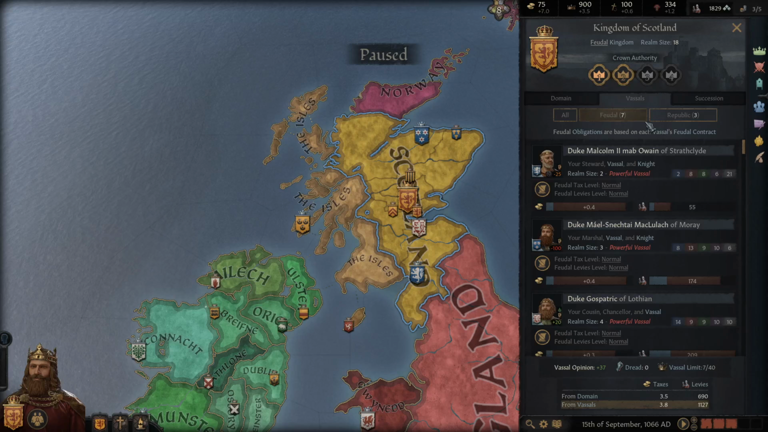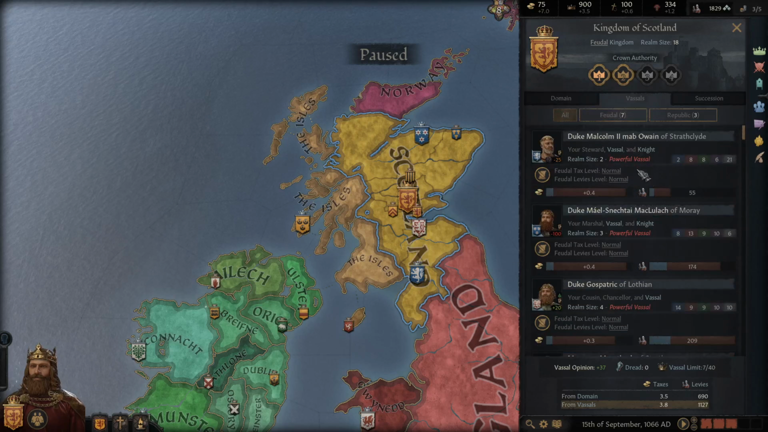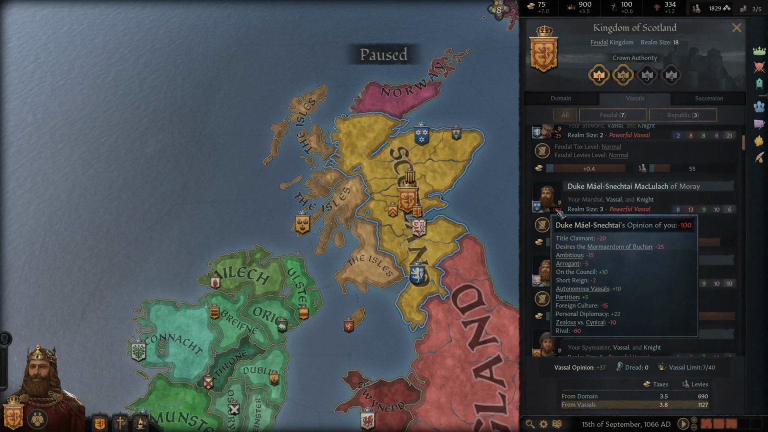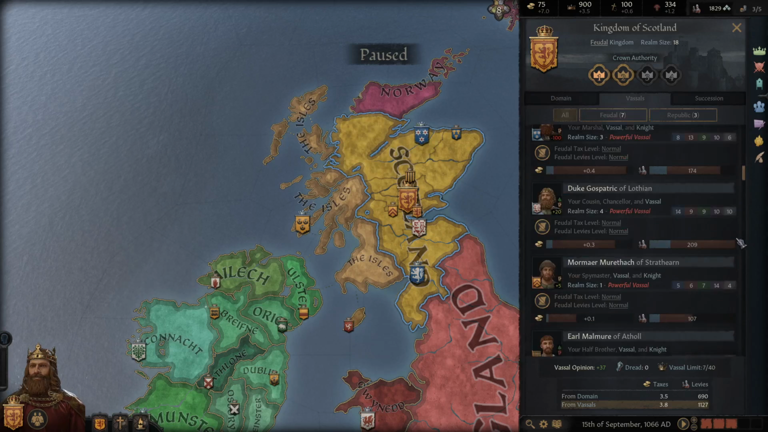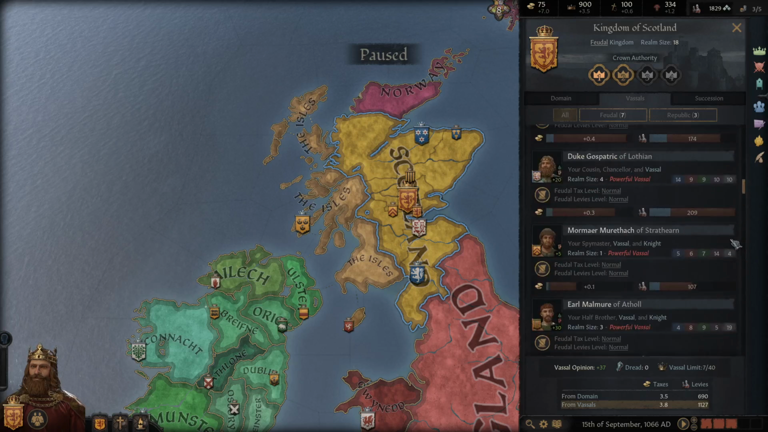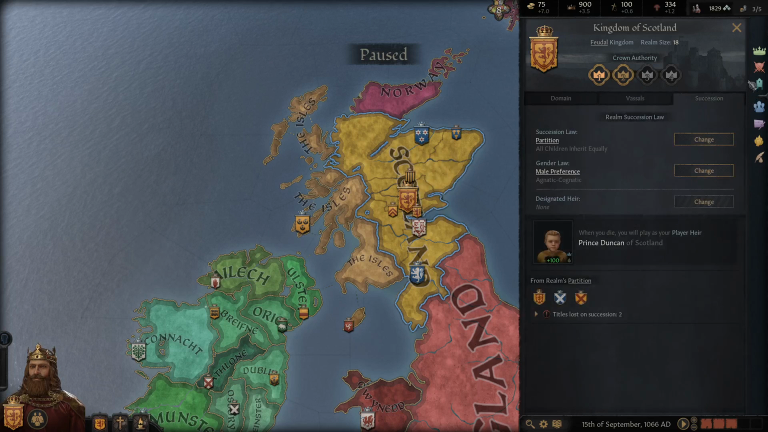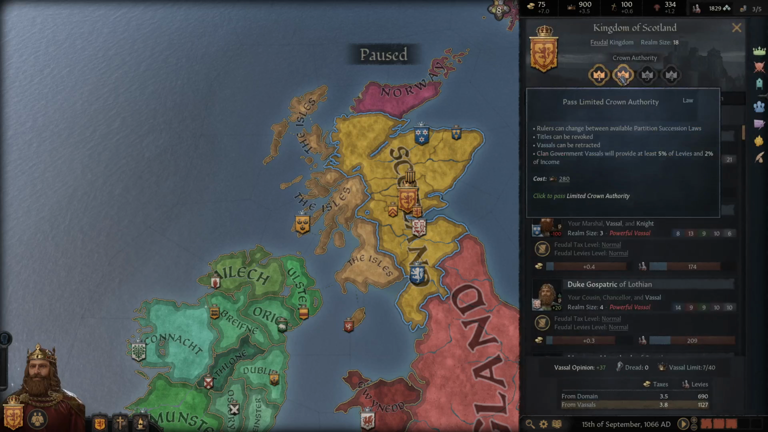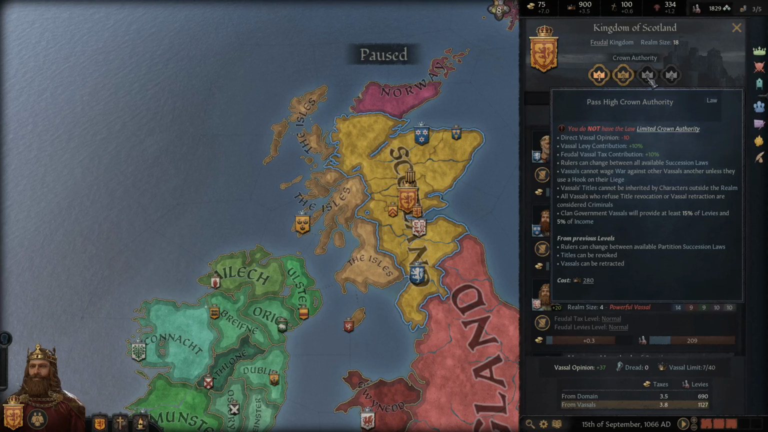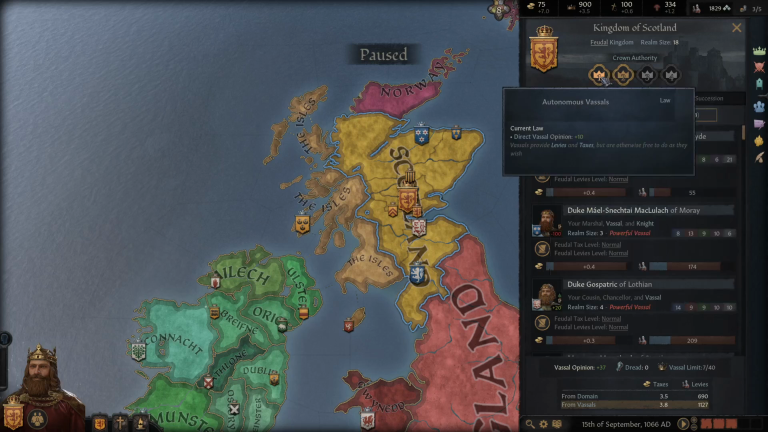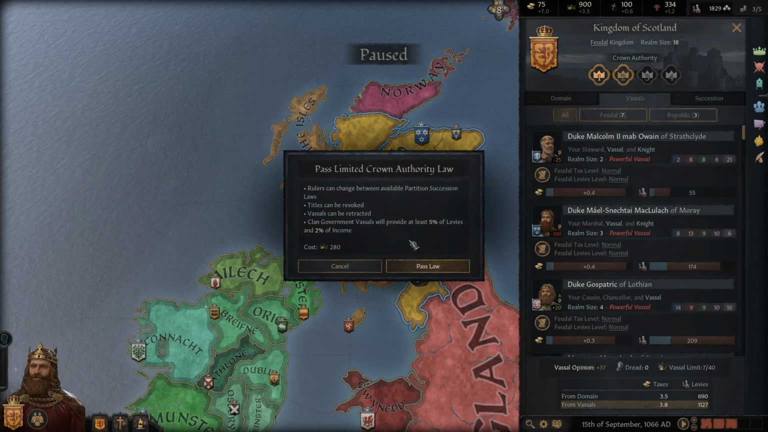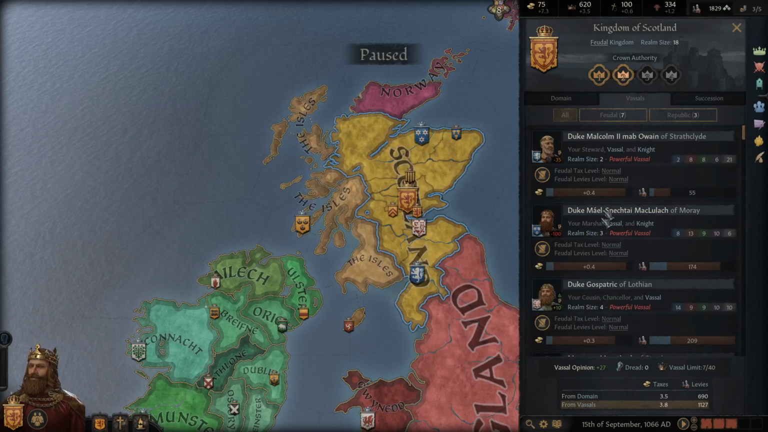Let's go to the realm. Let's check my vassals. Some of them really don't like me, but it's generally green. Succession laws. Alright, and we could try to pass some limited crown authority. You know, increasing this might be good. Vassals provide at least 5%. Titles can be revoked. Vassals can be retracted. Yeah, this is going to be good to have.